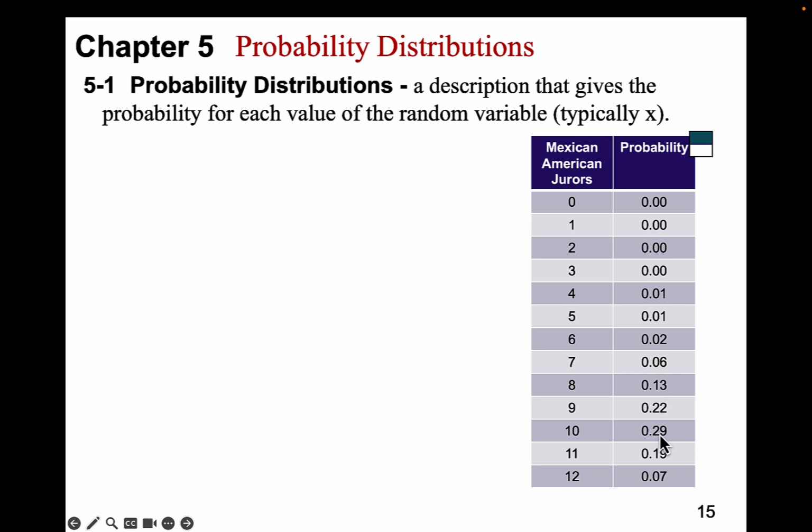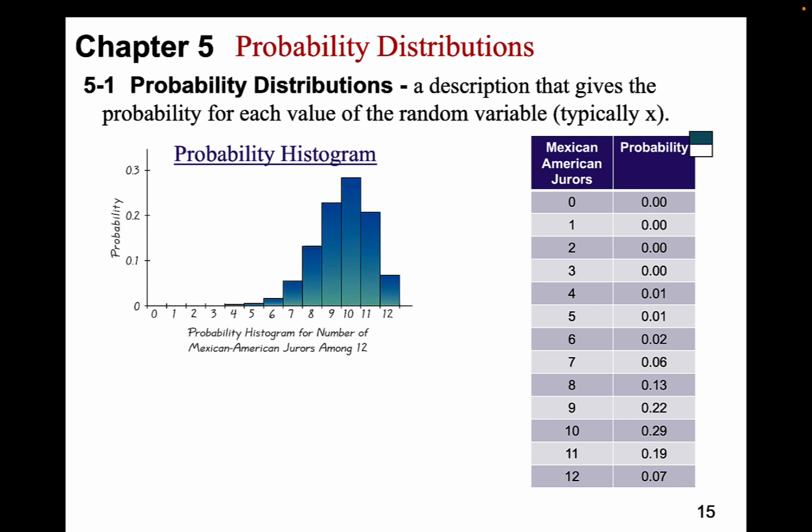Looks like this one's the highest, 0.29 is the probability of randomly selecting one jury and there being exactly 10 Mexican Americans on that jury. 11 drops a little bit, 0.19, and the probability of all 12 jurors being Mexican American on a randomly selected jury is 0.07. We can take this information from the distribution table and put it into a probability histogram.